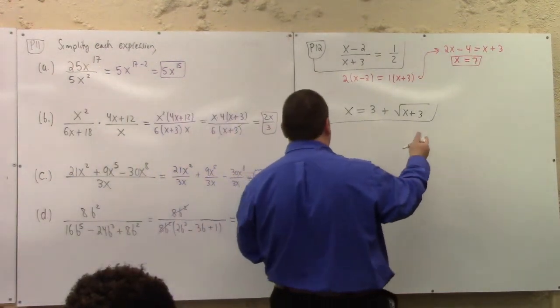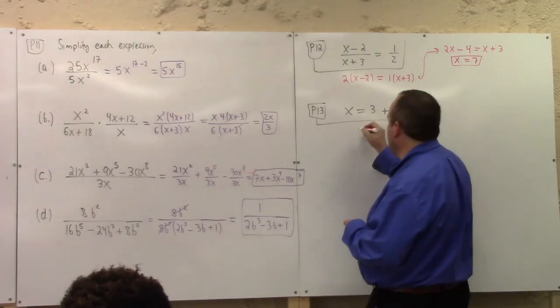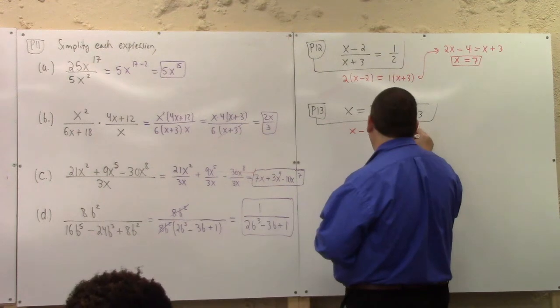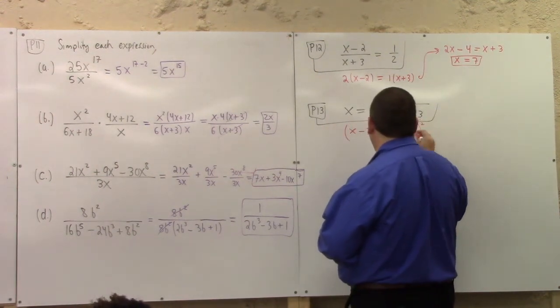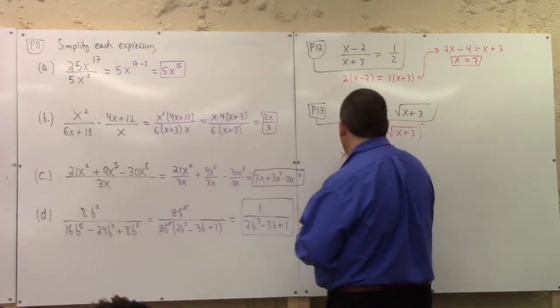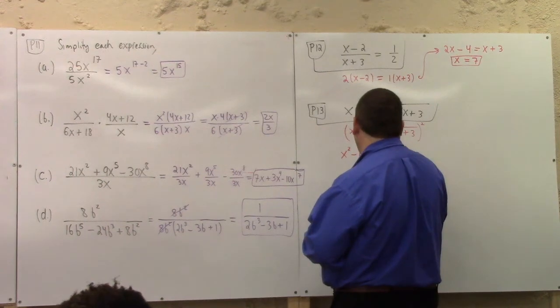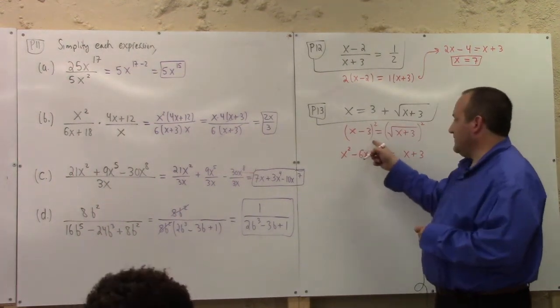Now this one we need to first do what? First you must isolate the radical, right? So we have x minus 3 equals the square root of x plus 3. Then we can square both sides. And that gives us x squared minus 6x plus 9, right? So don't forget when we square, right?